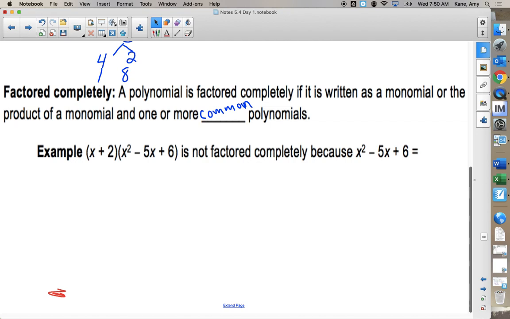Completely. Can we break it down as far as it can go? So it says x plus 2 times x squared minus 5x plus 6 is not factored completely. Because why, Chris? So he said we can break this down further, and you're so close. If you use x minus 6 and x plus 1, Chris, what's wrong with using those two numbers?